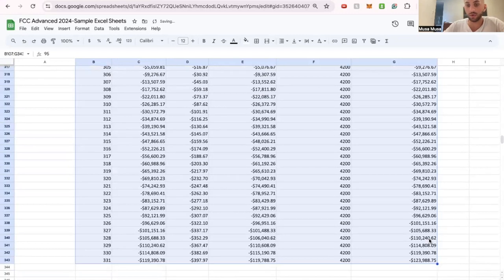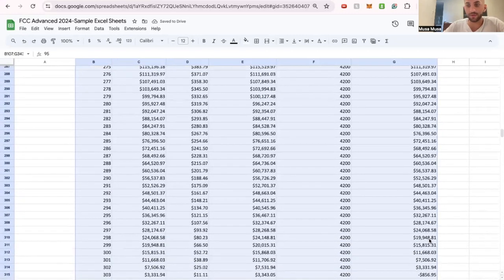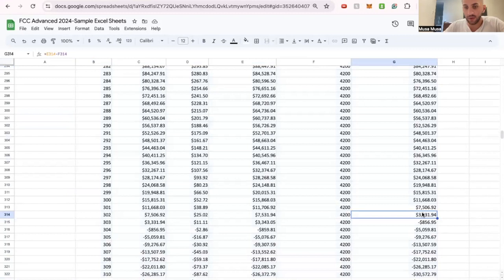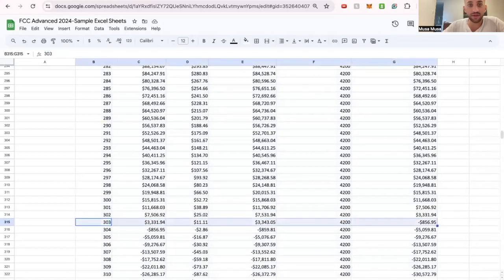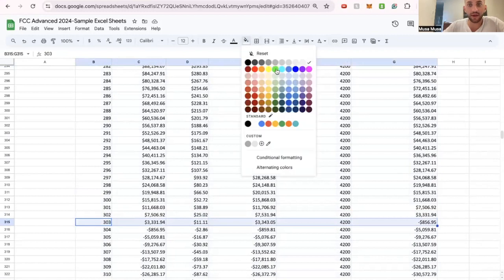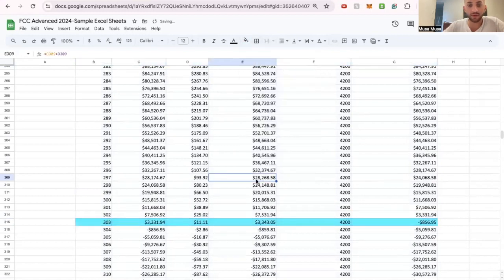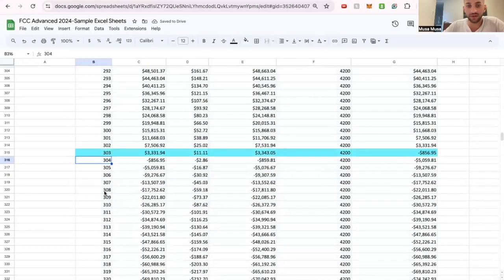Oh, we're a little bit far. Good. So here we have 302 months. We still owe $3,331.94. But on the 303rd month, we now owe a negative. This means this is how many months it takes to pay off the loan. All the rest of this is nonsense. It's not even used in the actual calculation.